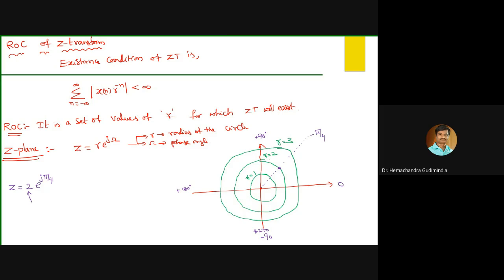Now, Z plane. How to draw the Z plane? Z is equal to r into e power j omega. So I can say that this is the magnitude circle. And what about phase here? It is a phase line. I'm drawing one line from the origin up to here. You can see here, this is the phasor line. Magnitude we need to represent like a circle, and the angle we need to represent like a line. Is it clear, everyone?